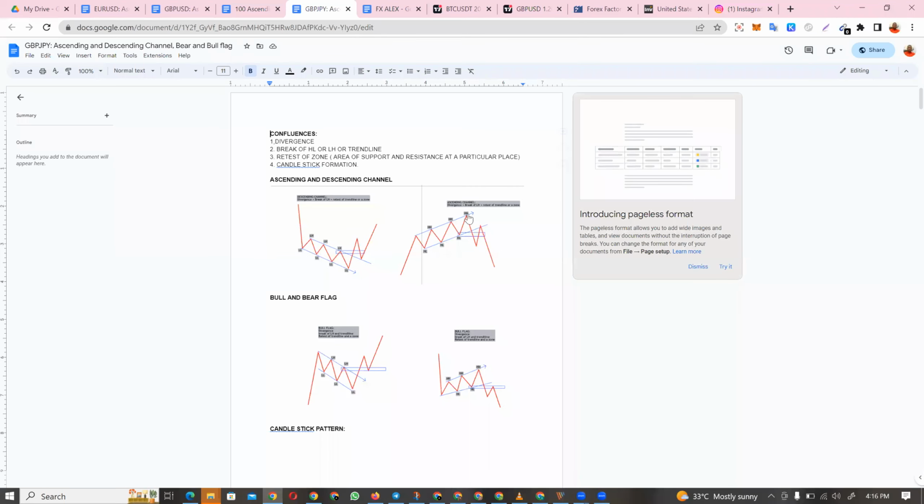this thing I have done before. And you see, I just put my confluence: divergence, break of higher low or lower high or trend line, the test of a zone, you understand? Then this price candlestick formation is price action already.